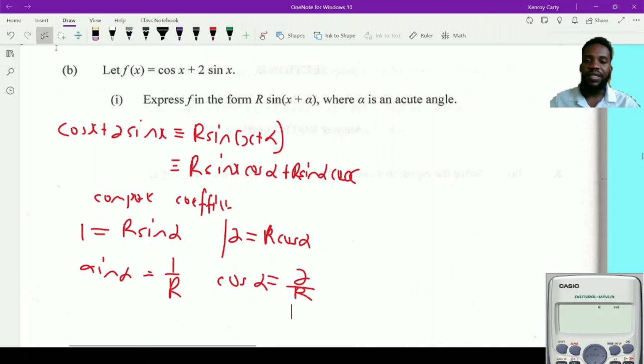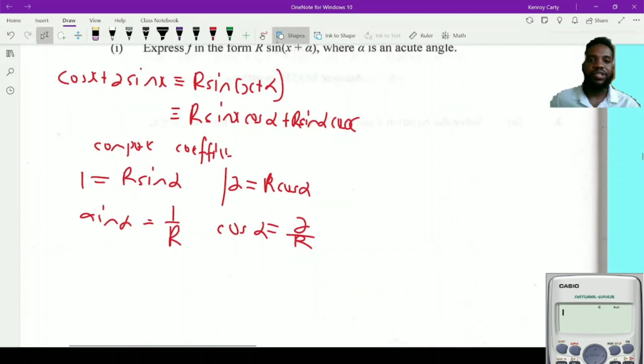Now at this point we can make our lives a bit easier by simply drawing a right angle triangle. So in this case, let me put in my right angle triangle.